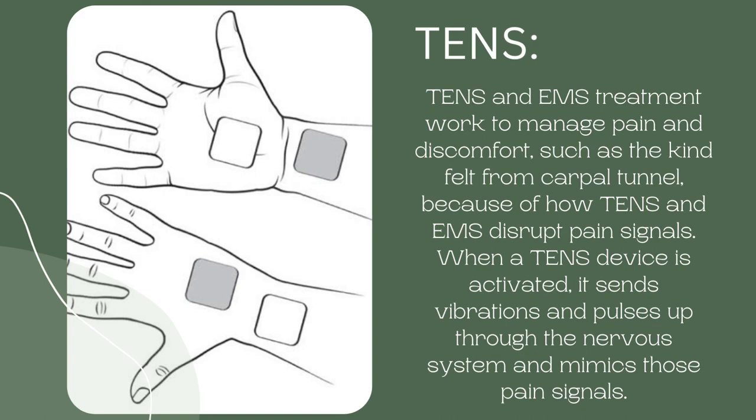So this slide will explain what TENS is and how it will help to recover from CTS. The image is showing the placement of the pads of the TENS modality on the hands. TENS and EMS, that is electrical muscle stimulator, treatments work to manage pain and discomfort, such as that felt from carpal tunnel, because TENS and EMS disrupt the pain signals. Whenever a TENS device is activated, it sends pulses up through the nervous system, and this is how it mimics the pain signals coming from the nervous system.